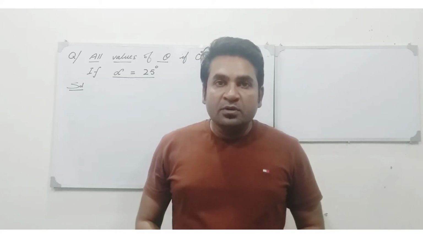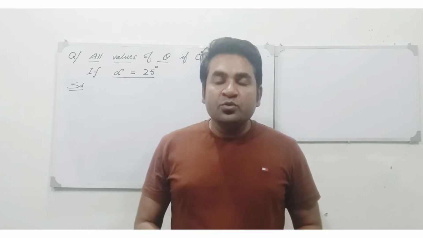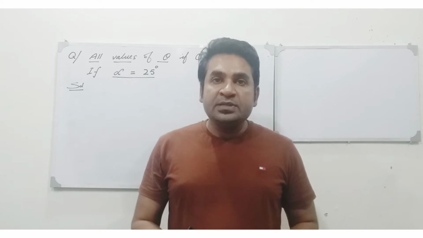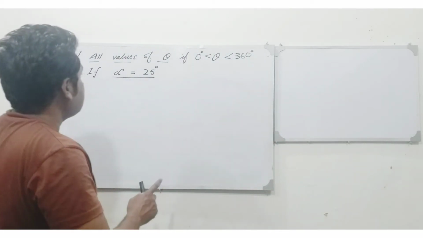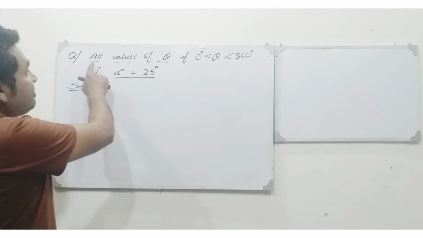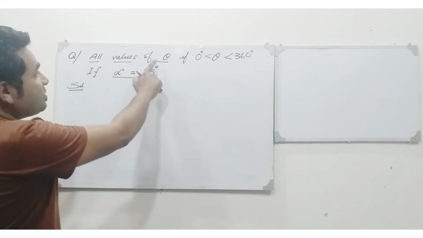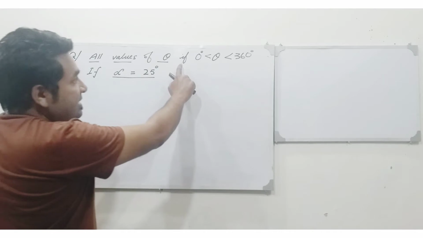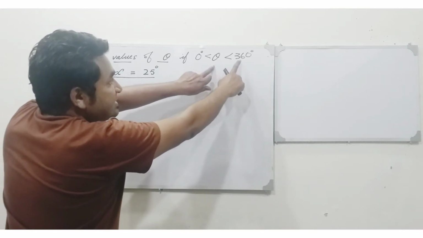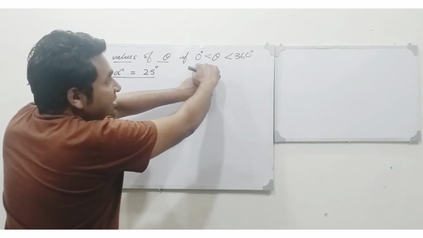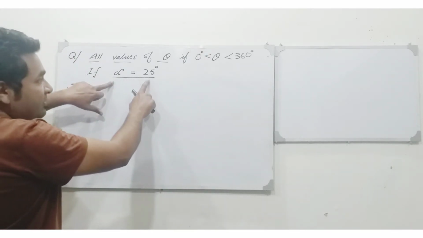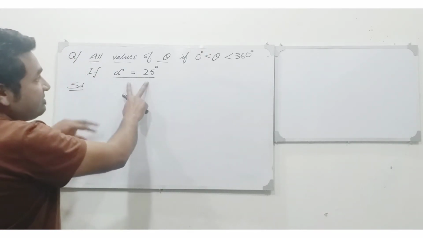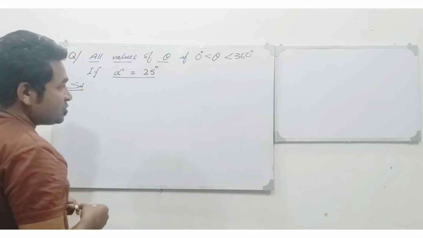Students, I am going to solve some questions for you to make the concept of basic angle clear, that is, how do we use it. Now look at the question, try to understand the question. We have to find all the values of angle theta, if the range for theta is less than 360 and greater than 0, and the basic angle is equal to 25 degrees. So the basic angle is given and we are supposed to find the values of theta.